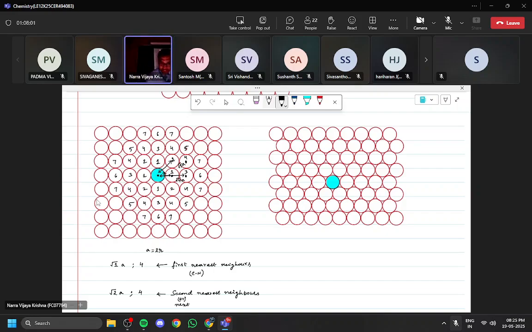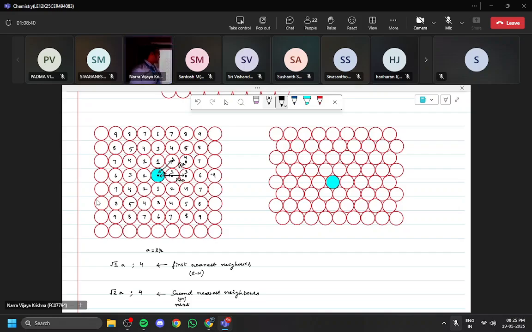Then what about this? 8, 8, 8, 8, 8, 8. How many? 8. 7th, how many? 8. 8th nearest neighbors also 8. 9th nearest neighbors. Is it the nearest neighbor or is this one the neighbor?